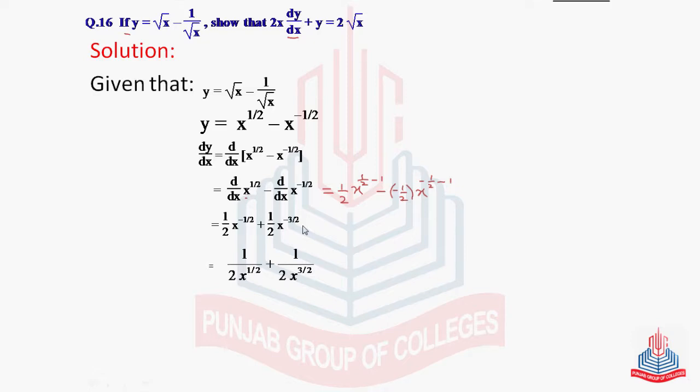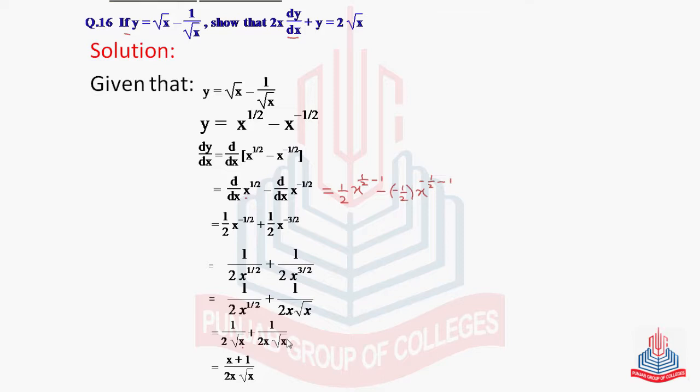So that can be written as 1 by 2, by shifting it to the denominator, that will become a positive power 1 by 2, and similarly this can be shifted to the denominator and that will become plus 3 by 2. 1 by 2 x raised to the power 1 by 2 plus 1 by 2, this x raised to 3 by 2 can be separated into power 1 and 1 by 2, so that can be x into square root of x. This x to the power 1 by 2 can be written as square root of x, plus 1 over 2x into square root of x.